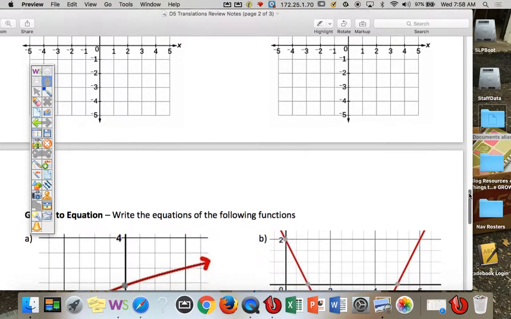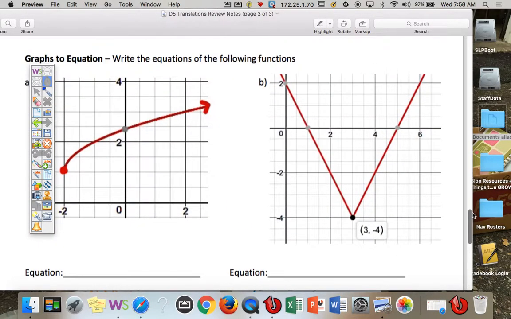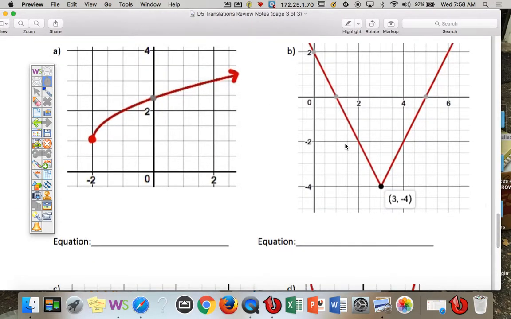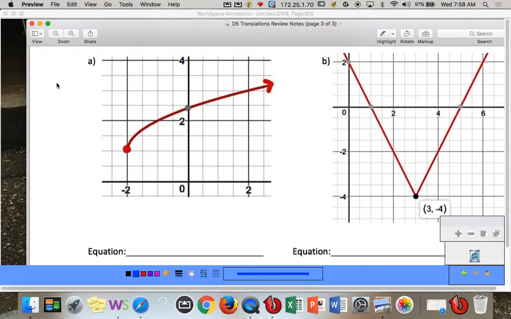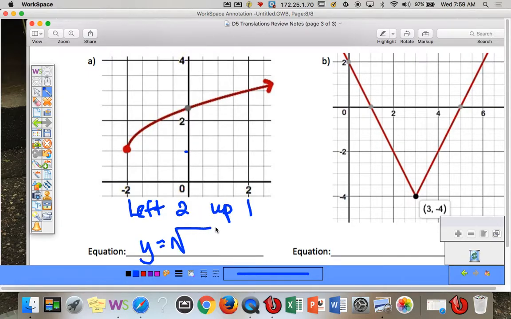Okay, so there's drawing the functions. And now the last thing is we're going to, well, second to last thing, write the equation of the shifted function. All right, so this is the square root function. Let me give myself more room here. This one goes left 2, and then this is being scaled by 1, so up 1. So we have y equals the square root. Left and right on the inside. Left is plus. And then up 1 on the outside, so +1.